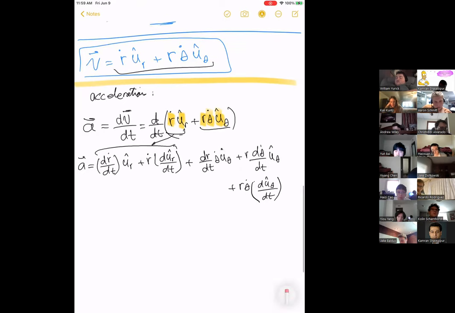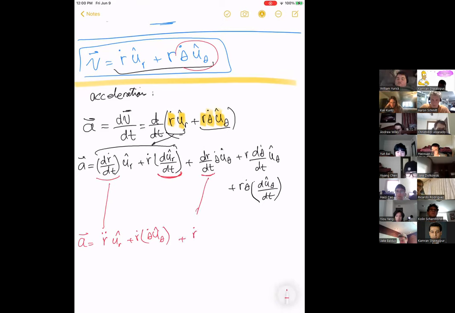Now, d(r dot)/dt, I can call it r double dot because it's the time derivative of r dot, right? Dur/dt, I already had in the previous part, was theta dot. So it's gonna be plus r dot theta dot u theta. This term is gonna be r dot theta dot u theta. This term is going to be r d(theta dot)/dt, which is the second derivative of theta, or first derivative of theta dot. I can write it theta double dot.